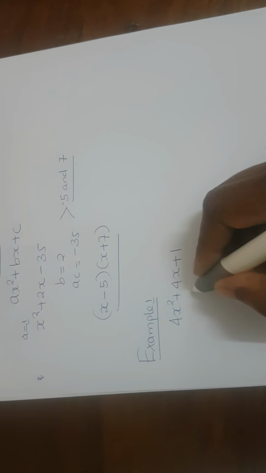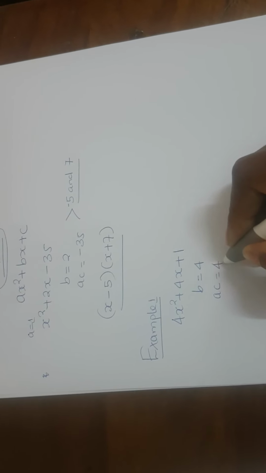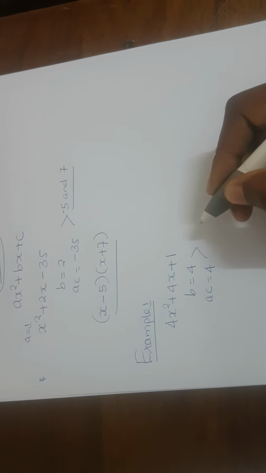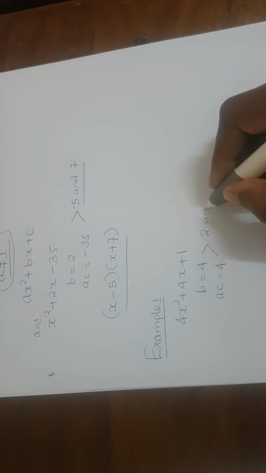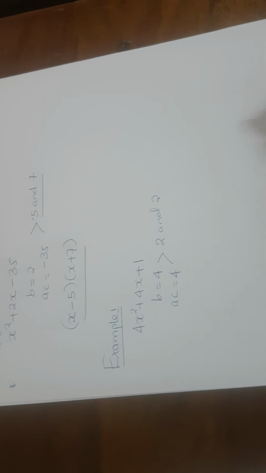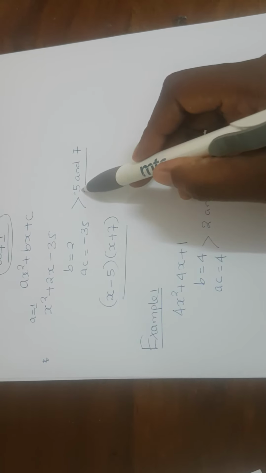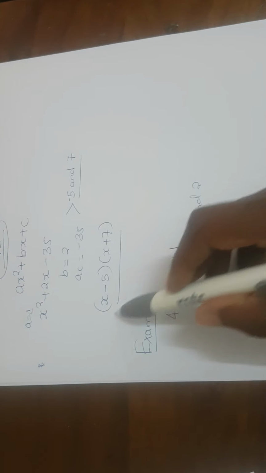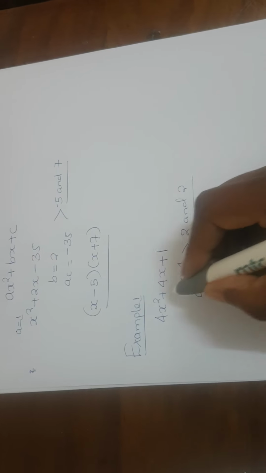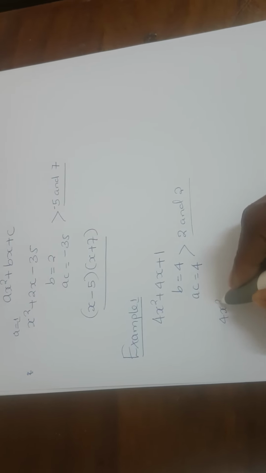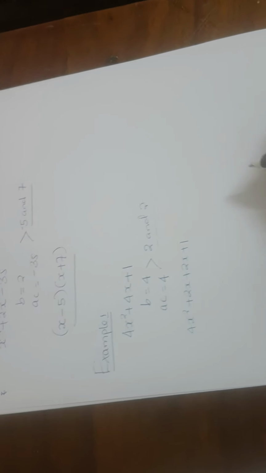The same process: we have to know b, which is 4, and ac, which is also 4. We think of two numbers which, when added, equal 4, but when multiplied equal 4. Those two numbers are 2 and 2. I don't use the 2 directly to write the factors, the way I did with negative 5 and 7. I use the 2 to define the middle term. So it will be 4x squared plus 2x plus 2x, then plus 1.